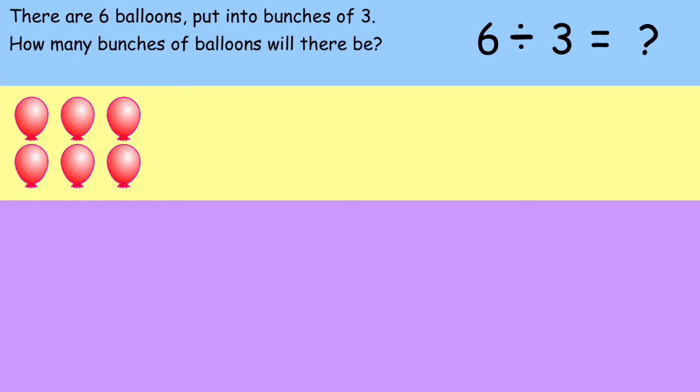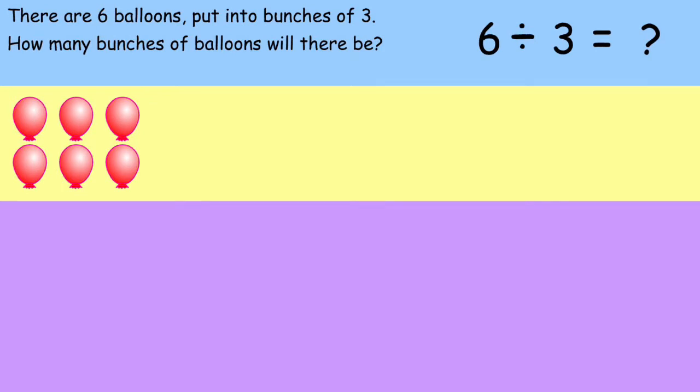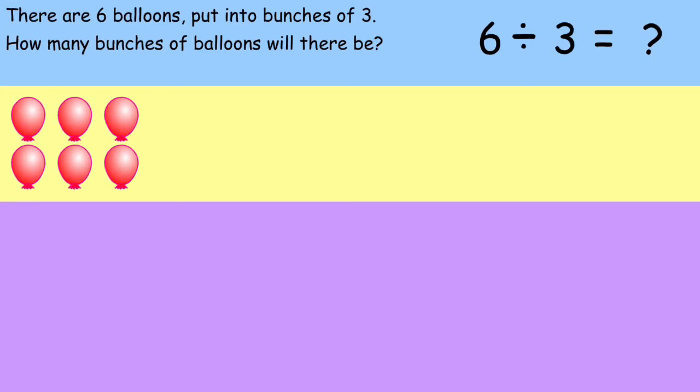Then I want you underneath to draw a bunch with 3 balloons in it. 1, 2, 3. And you can cross out 3 balloons from the top to show that you've used them up. Okay, so cross those balloons away. There's still another 3 balloons to bunch, so underneath let's create another bunch of 3. 1, 2, 3. And you can cross away your balloons from the top that you've used up.